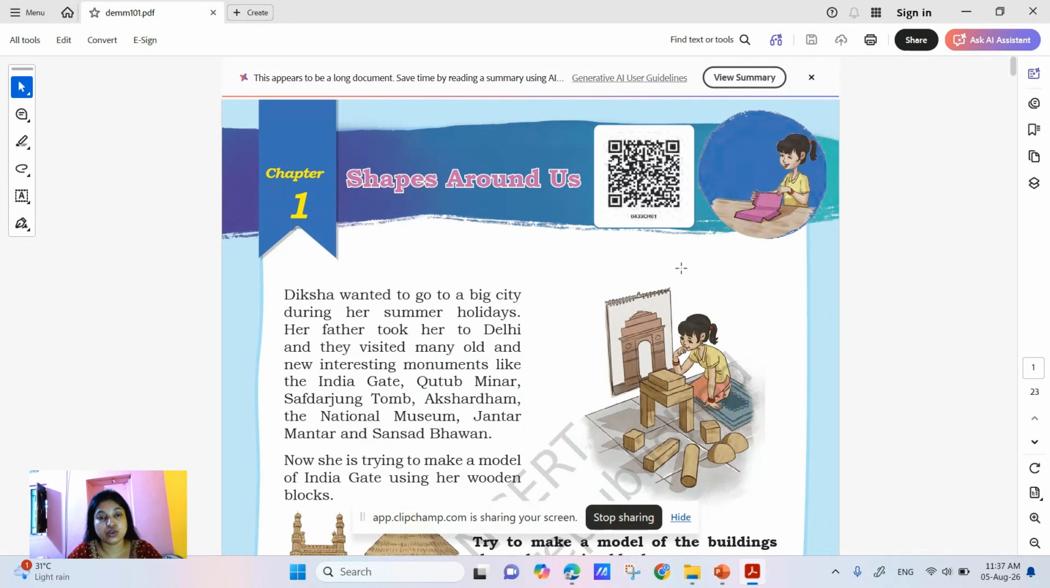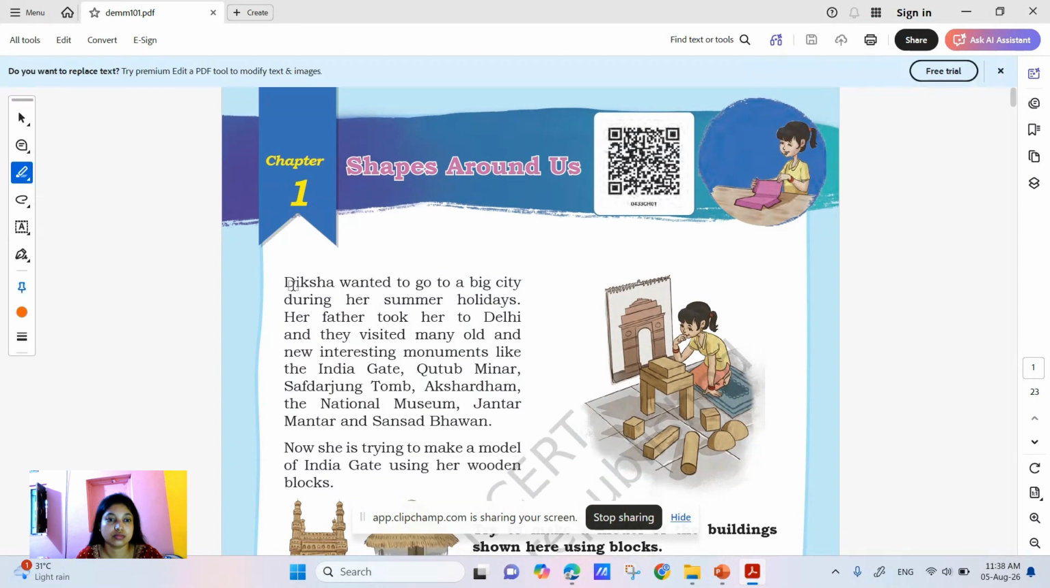Today we are going to learn the new chapter whose name is Shapes Around Us. So it's a mathematics session. So let's start the class. Chapter number 1 name is Shapes Around Us. Here we are learning about different types of shapes.